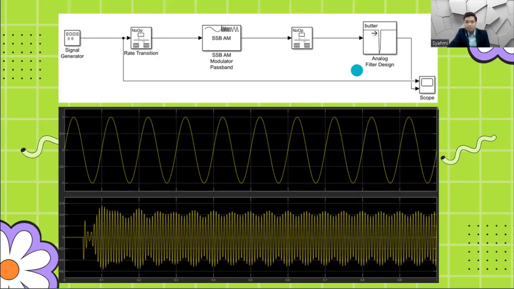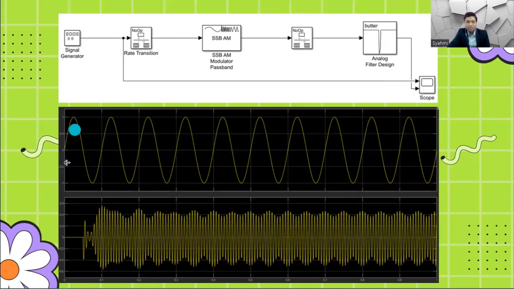And then at the end of it, I use analog filter design again, which is a low pass Butterworth filter. And then, to observe the output signal, I use a scope.